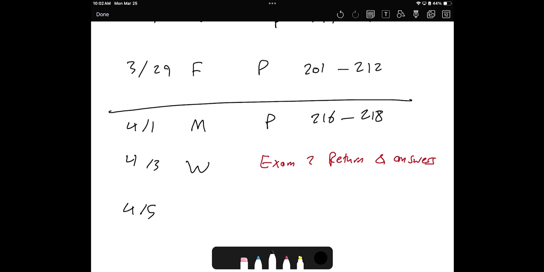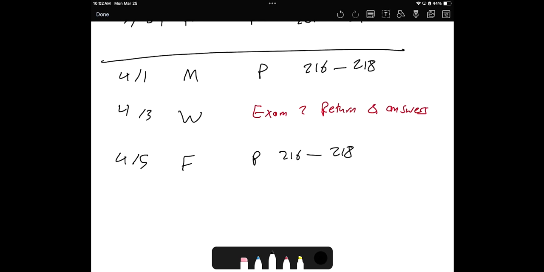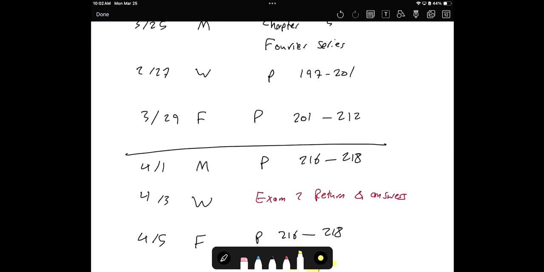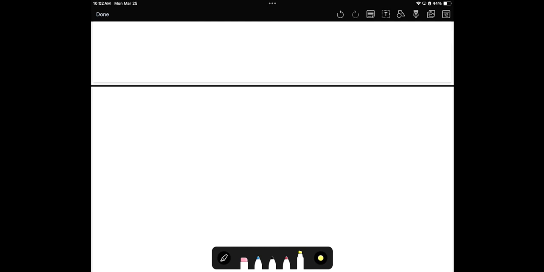Then on 4/5, Friday, the readings are pages 216 to 218, and this is the due date for homework 12. So this is the timeline for this week and next week. Again, expect to see the grades posted next week by Tuesday. Then on Wednesday, the exam will be returned.